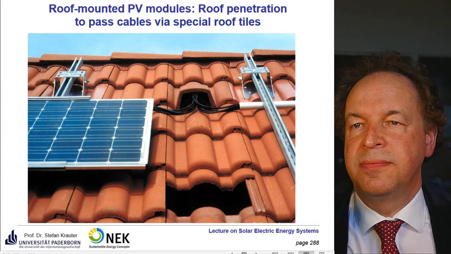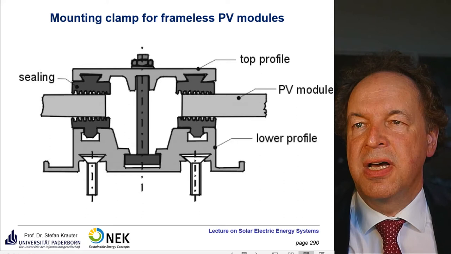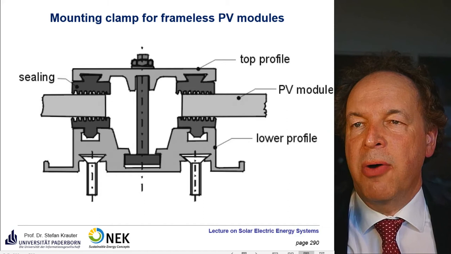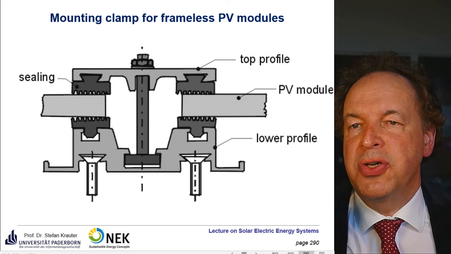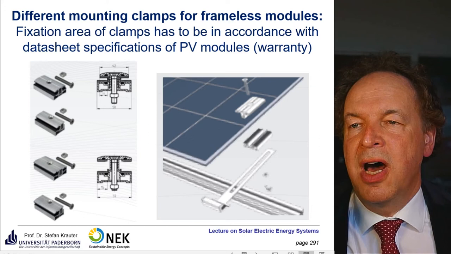Here are frameless modules with some mounting clamps, as you saw before. Here just a mounting clamp, which originally was only used for frameless modules, but nowadays, due to the faster installation time, they are also used for modules with frames. Here you saw these screws, the clamps, which you can put in between two modules. So you fix two modules with a single clamp and a single screw.